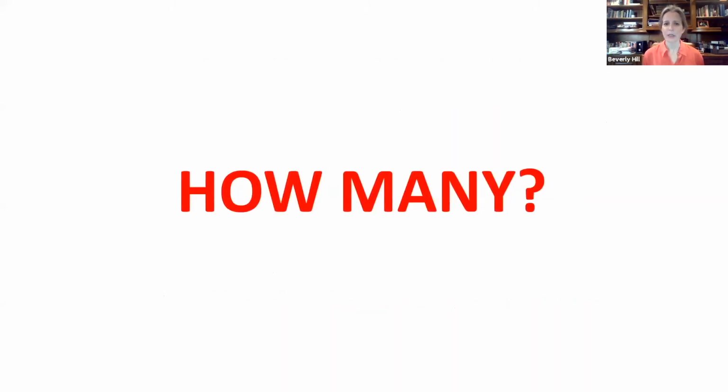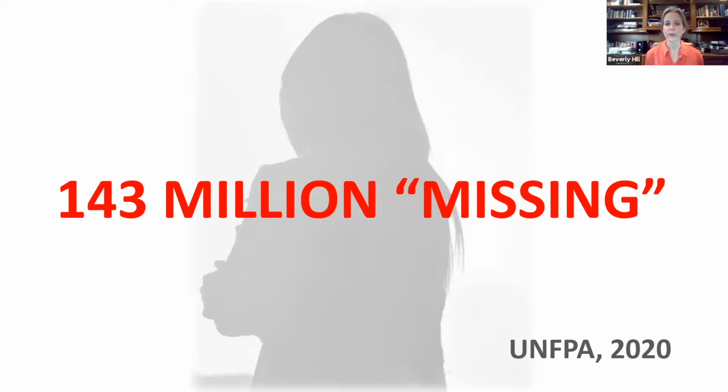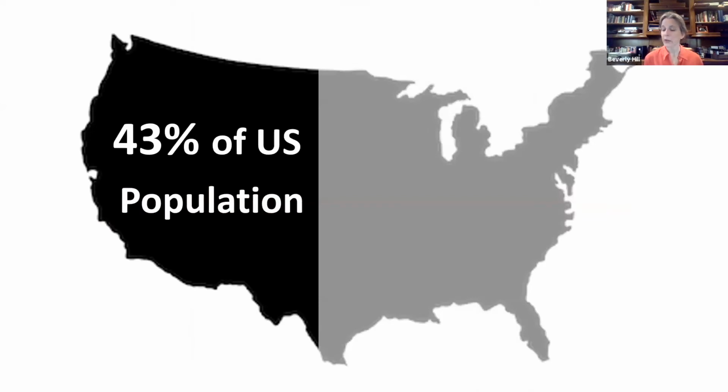So how many people are we talking about? These numbers are calculated by demographers, university demographers, and reported by the United Nations Population Fund. Using data from the 2020 census, the demographers calculated that 143 million women and girls are, quote, missing from the world population. Now, the word missing is a demographer's euphemism. It means that they are dead. That number is obviously huge, 143 million. But to put it in context, let's do some comparisons. That number would be 43% of the United States population. That's how many women have been eliminated from our world.